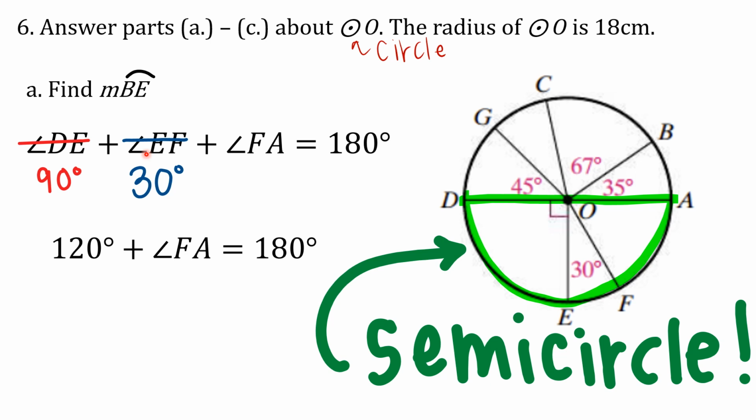We don't know FA, that's what we're trying to figure out. So let's subtract 120 from both sides to get the measure of angle FA by itself. Subtract 120, that gives you 60. So FA is equal to 60.